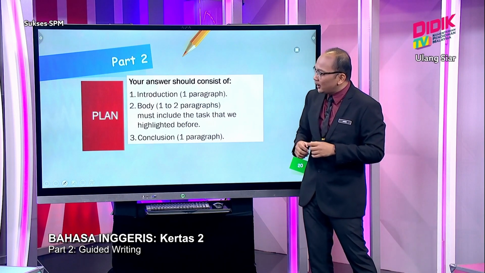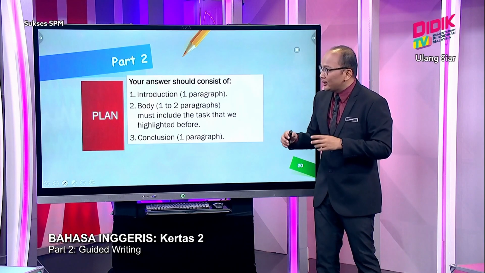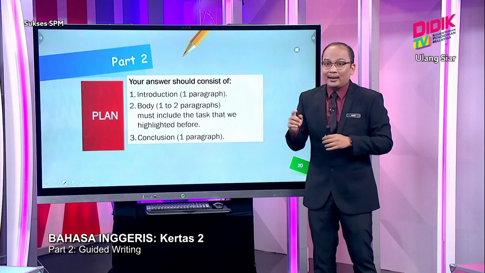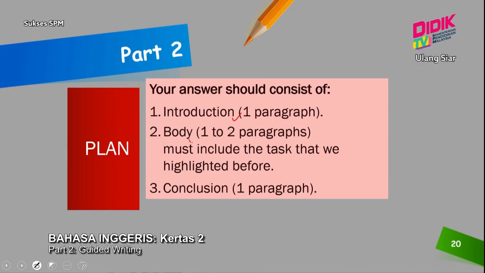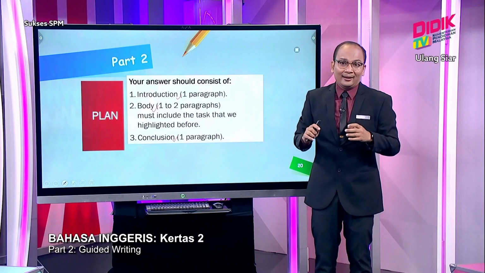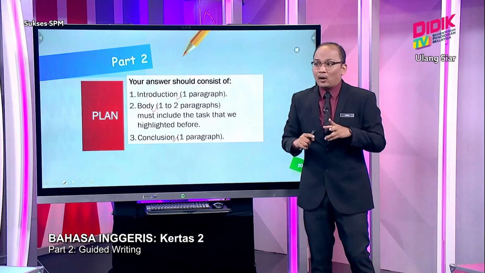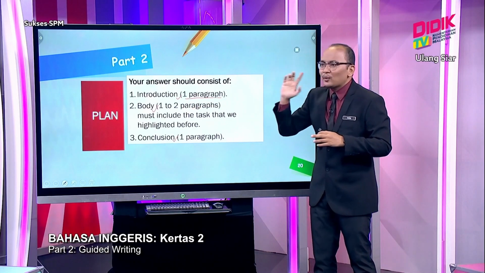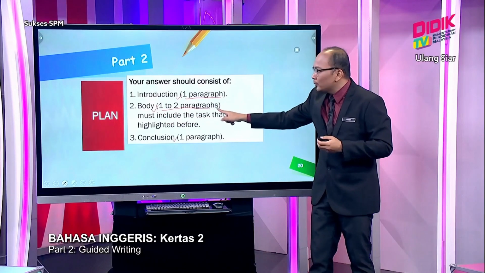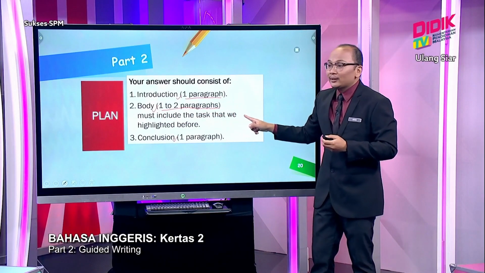Part 2, the next step, is on the planning side. As you know, in a very common essay, there must be an introduction, the body, and also the conclusion. Don't miss that, please. Whatever you are writing, make sure that these 3 components are there. I suggest that you write just 1 paragraph of introduction, but it should be there, just to let people know what you are writing. And the body, how many? 1 to 2 paragraphs only. It must include the task that we highlighted before, the 3 prompts.